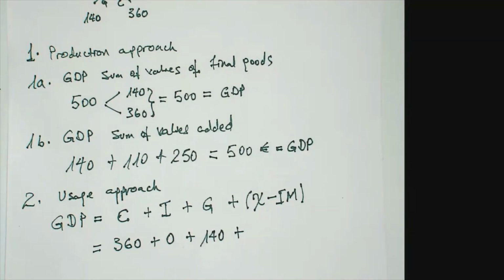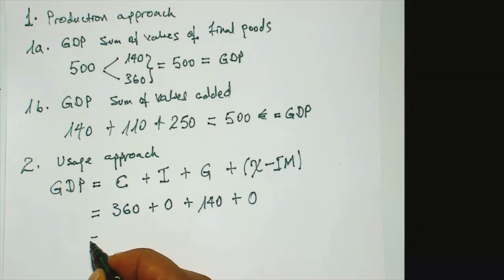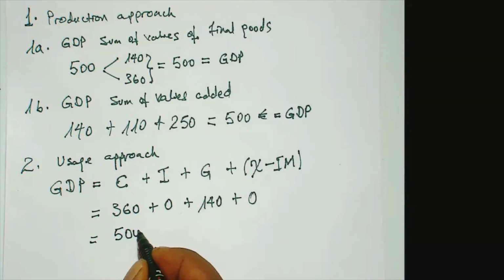Since we have said it's a closed economy without any international trade, without export, without import, we don't have any net export item here, so we would indicate it to be 0. And finally, this would give us again 500 euros, which should be considered as the final amount of the GDP in our economy.